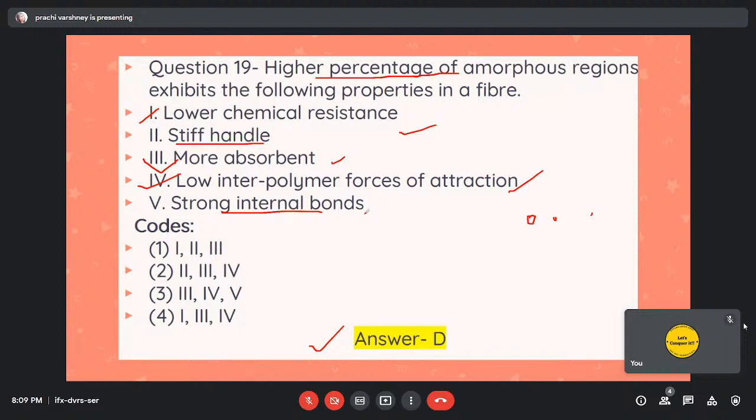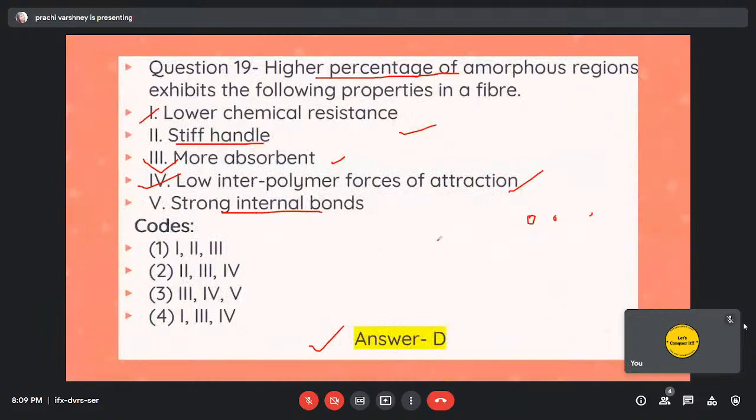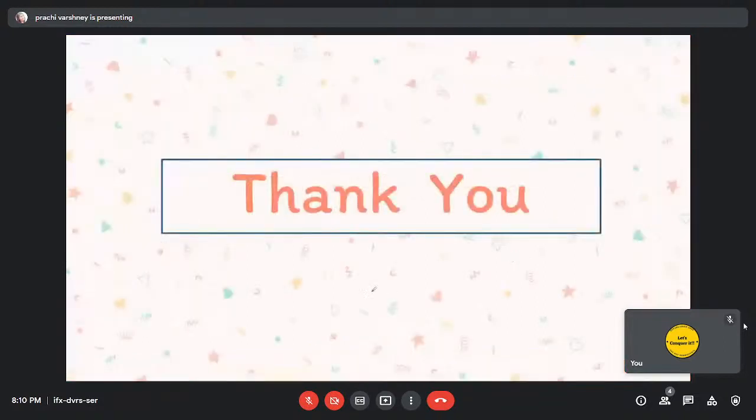I think these topics are clear to everyone. If any student has any doubt or query on the topics I covered in this session, they can ask. Okay, I think nobody has queries.